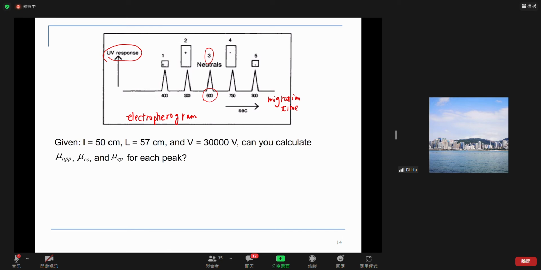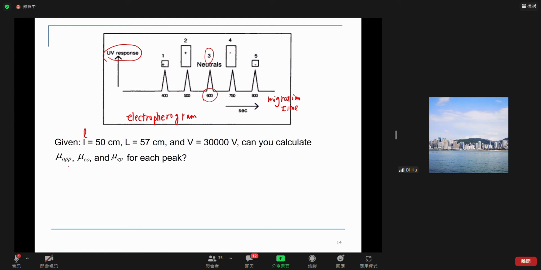So now I give you the small L, which is 50 centimeter. I have the larger L as the total length of the capillary, which is 57 centimeter, because the electric field is applied to the whole capillary tube. Voltage is 30 kV. So can you calculate the apparent mobility, the electro-osmotic flow, and also the electrophoretic mobility for each peak?